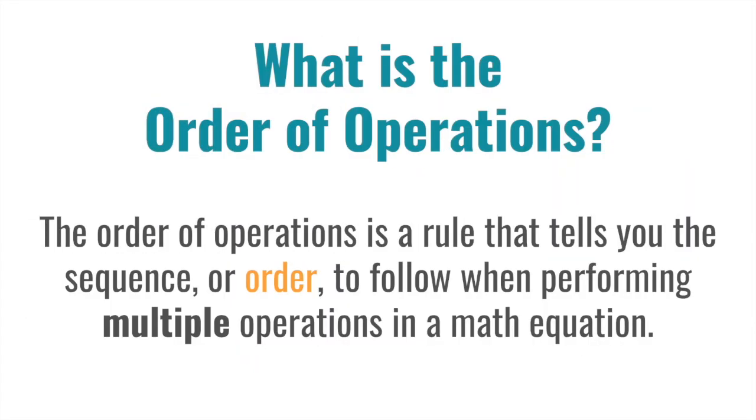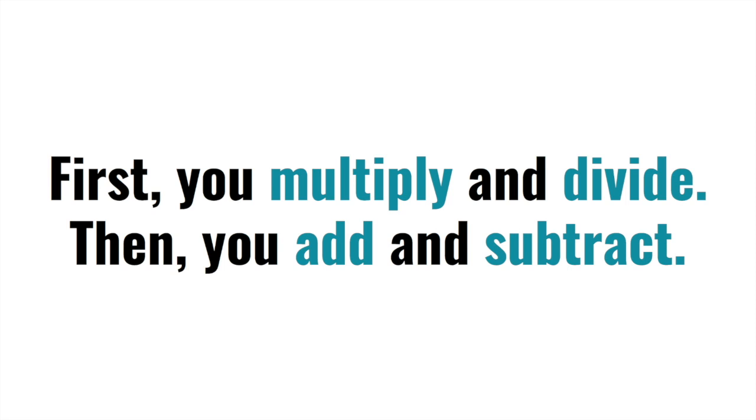In this video, you will learn about the order of operations. The order of operations is a rule that tells you the sequence or order to follow when performing multiple operations in a math equation. First, you multiply and divide, and then you add and subtract.